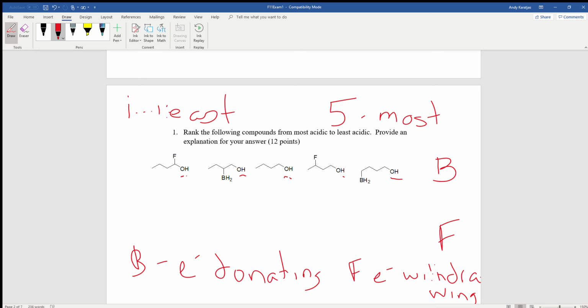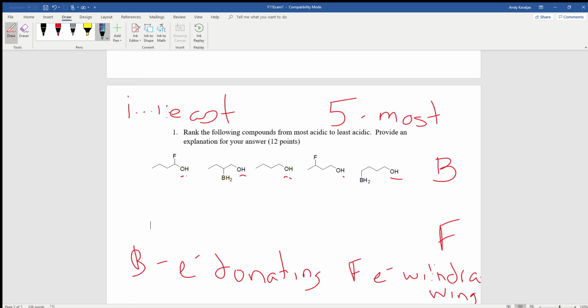What we should remember at this point is that electron withdrawing groups can help to stabilize conjugate bases. Electron donating groups destabilize conjugate bases. Because of that, electron withdrawing groups make stronger acids, electron donating groups make for weaker acids.